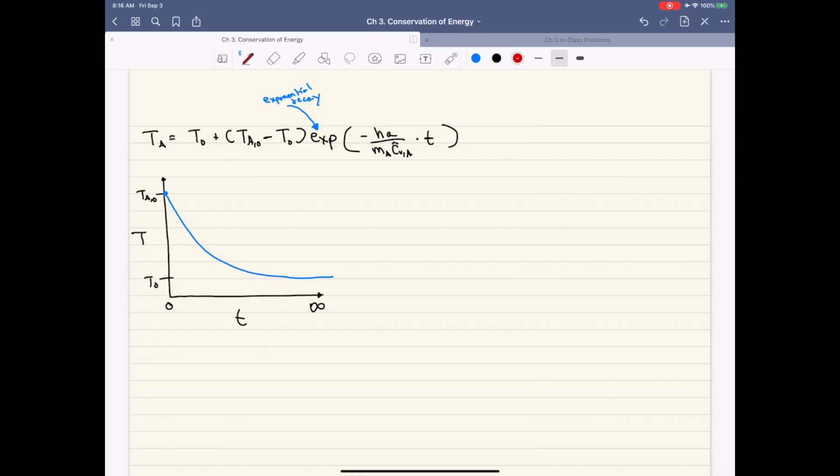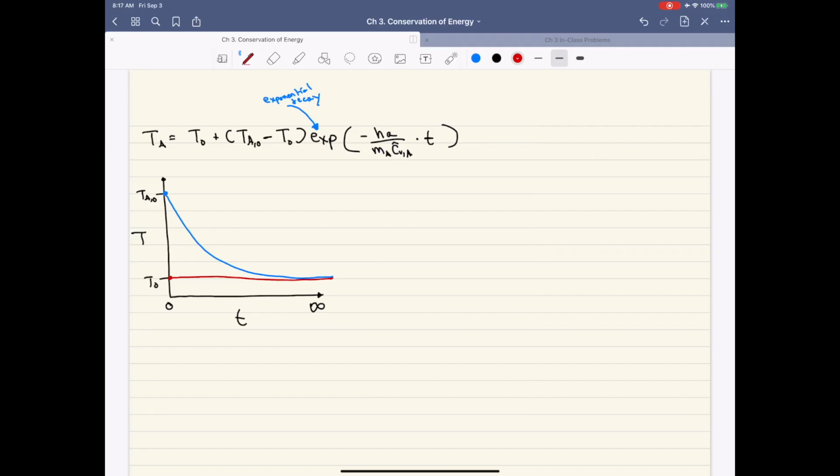Alright, for TB, it's just a constant when we make the assumption that thermal inertia is high. You know, it's a thermal reservoir, so it's just going to stay at one temperature. So we're staying at T naught, and we're going to continue off. It's just going to be a flat line. Okay? So graphically, this is how the temperatures would change in our system.